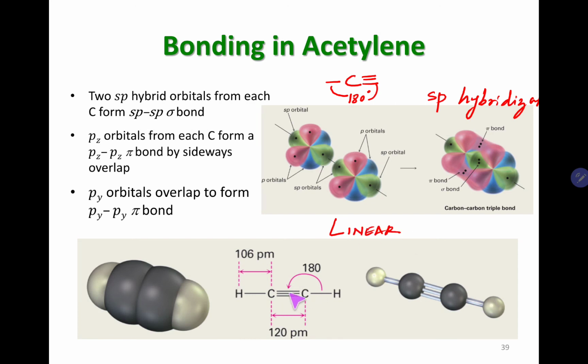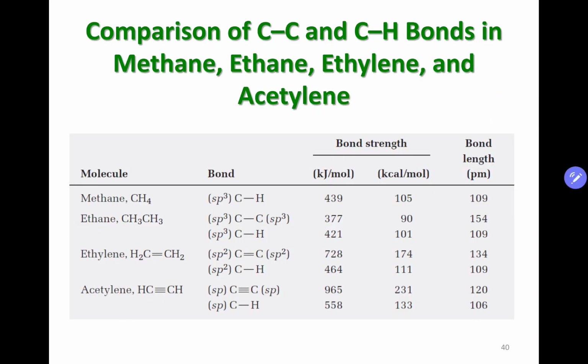So the triple bonds look like they're straight. Why? Because the sp hybridized orbitals will align in a 180 degree angle. Okay, so here is a summary of the bond lengths and bond energies of single, double and triple bonds. You can take a look at it.